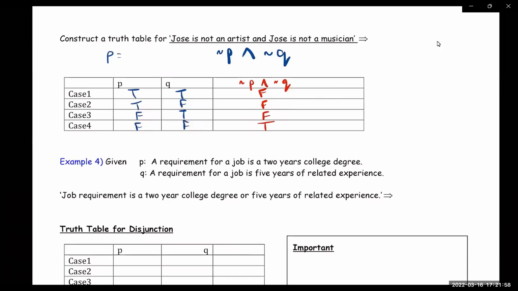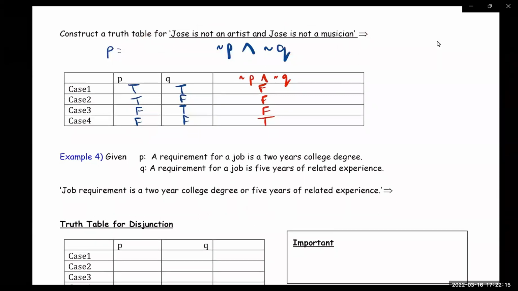All right. So the only time that this statement would be true is when this is false and this is false. So when Jose is not an artist and Jose is not a musician, that's when this statement is true.